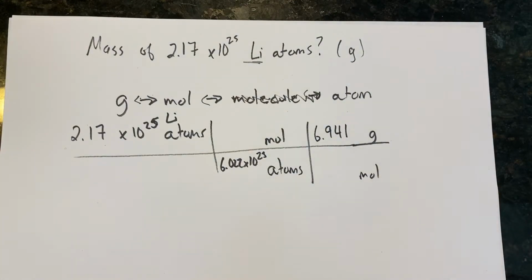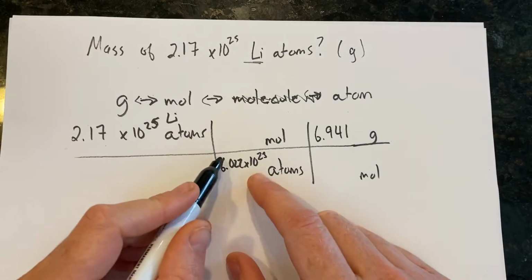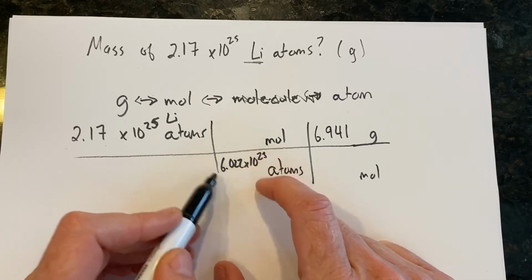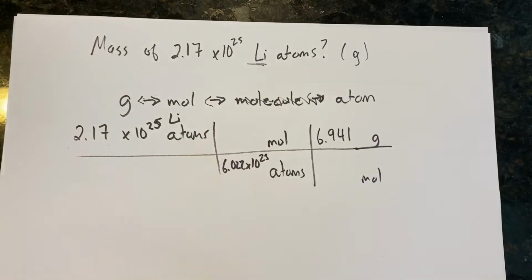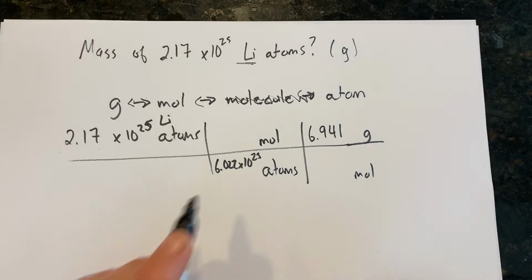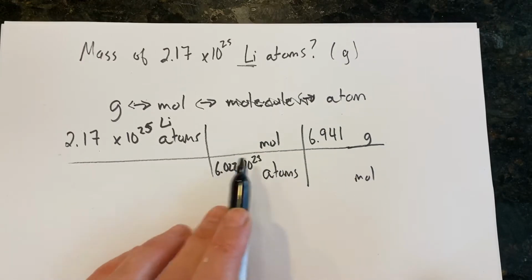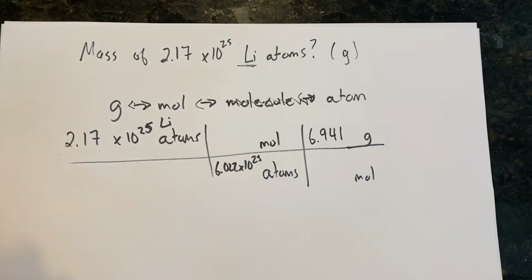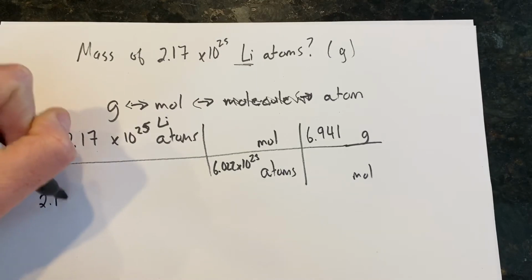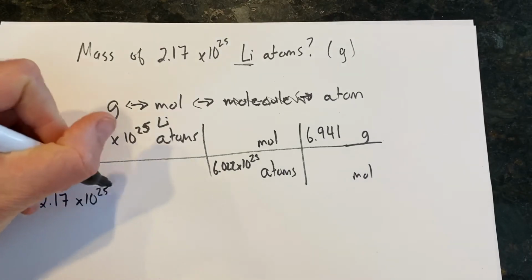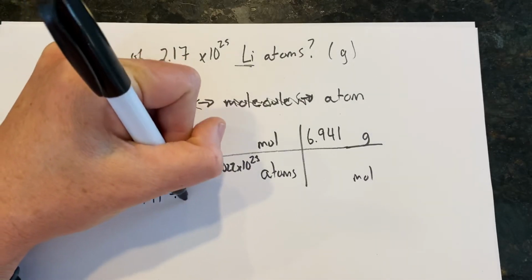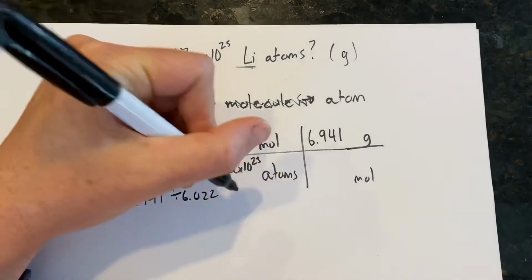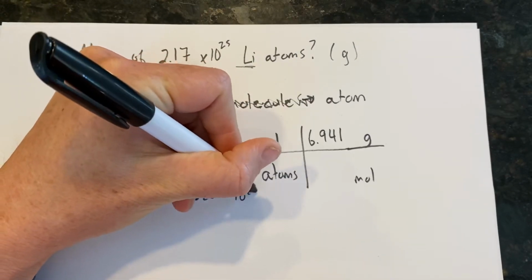So now when we go to calculate this, a very common mistake is that people forget PEMDAS. So they either don't put this in parentheses, and then they accidentally move this times 10 to the 23rd up to the top in their calculator, or they don't do it the way that I personally like to, which is if it's in the denominator, it gets a division sign in front of it. What I mean by that is I would say 2.17 times 10 to the 25 times 6.941 divided by 6.022 divided by 10 to the 23rd.